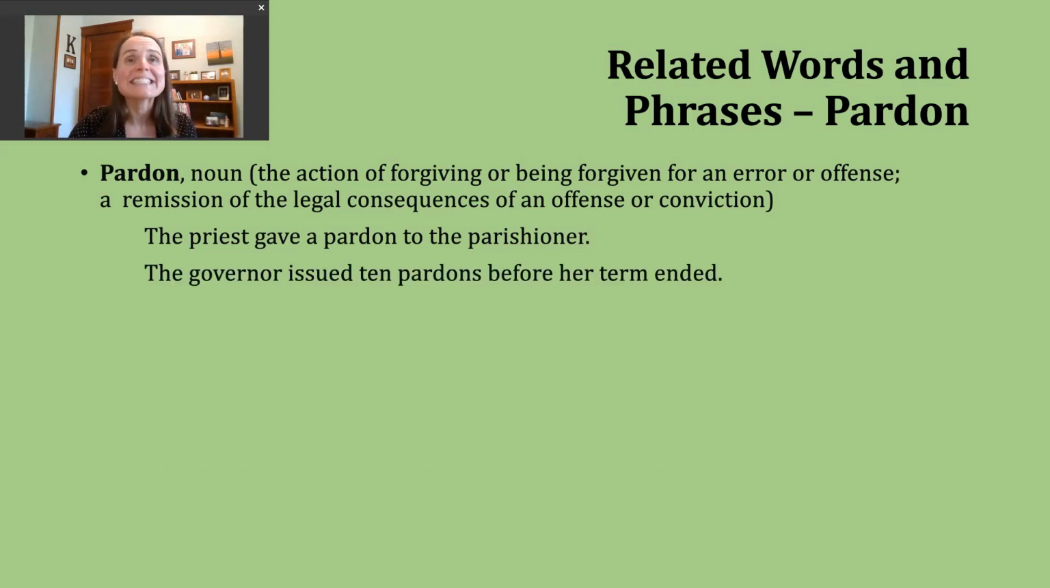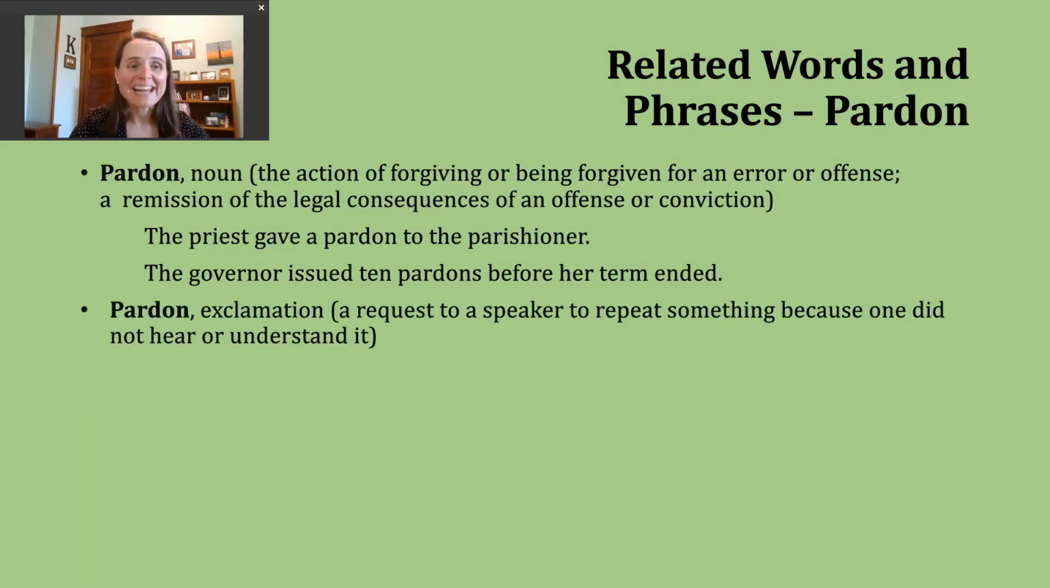So this goes back to that second definition of the verb. The governor issued 10 pardons before her term ended. Okay, so 10 people who had been convicted of crimes were likely released from prison. Another way to use pardon is as an exclamation. So many times it's being used as a request to a speaker. It might be, can you repeat something? Because I either didn't hear it or maybe I didn't understand what you were saying.